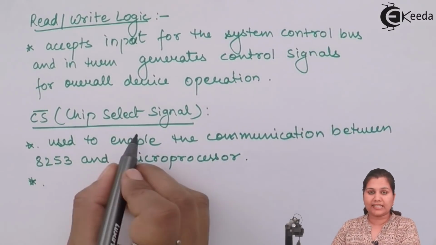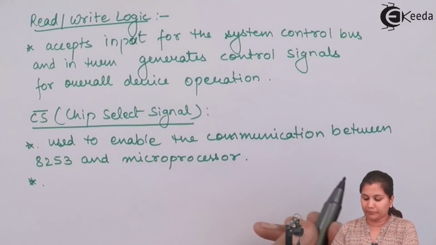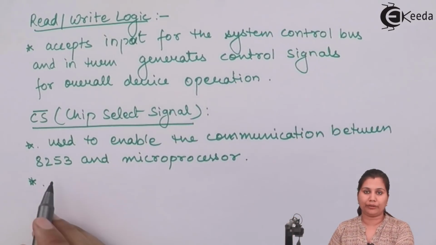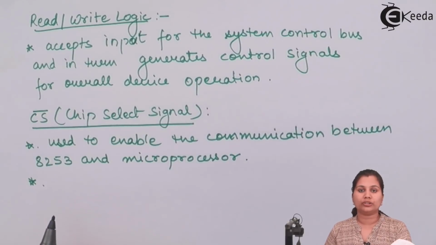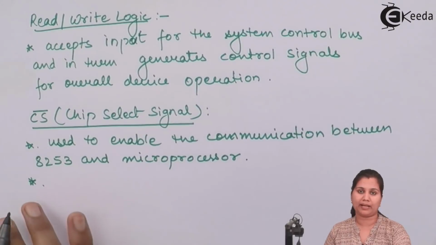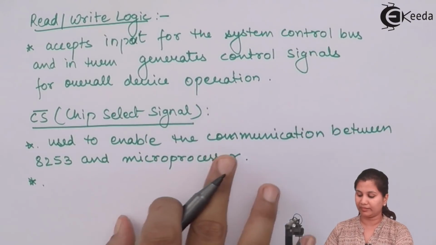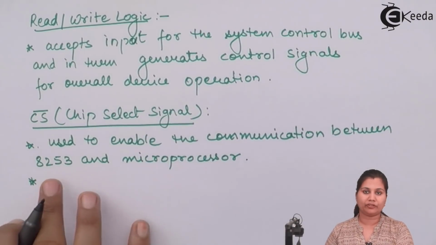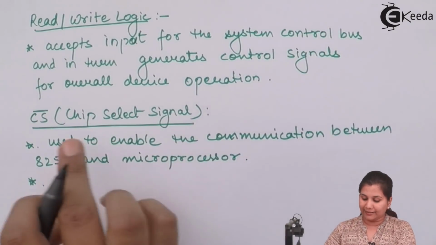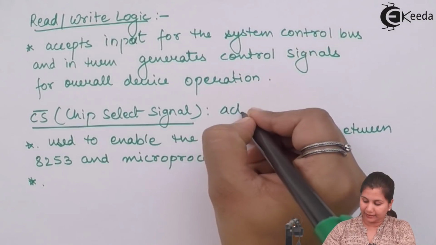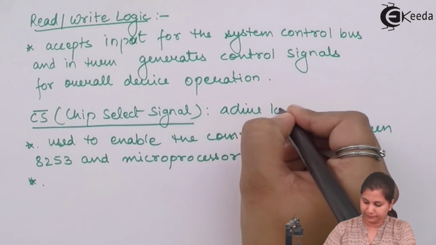This chip select signal is used to enable the communication between the 8253 and the microprocessor through the data bus. The data bytes can be transmitted or received by the microprocessor only when this 8253 chip is selected through the chip select signal, and this chip select signal is an active low signal.